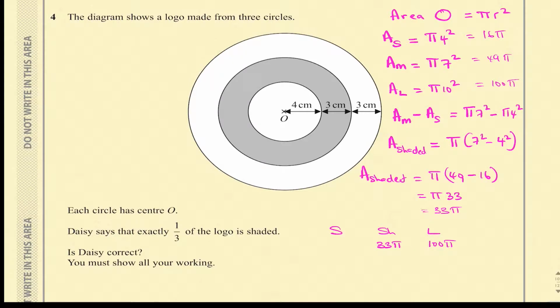But is 1/3 of the large area equal to 33 pi, according to Daisy? So 33 pi is not equal to 100 pi over 3. And 100 pi over 3 is basically 33.3 recurring pi. You can see they're not equal. So in this case, Daisy is wrong. So we have to say Daisy is wrong.